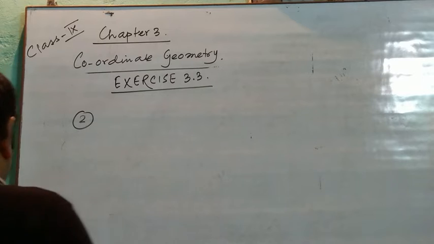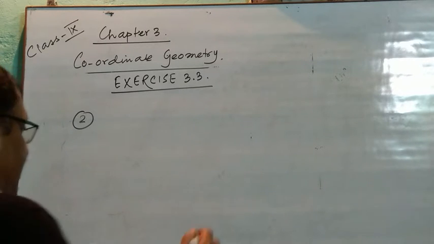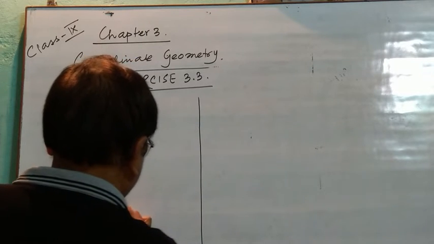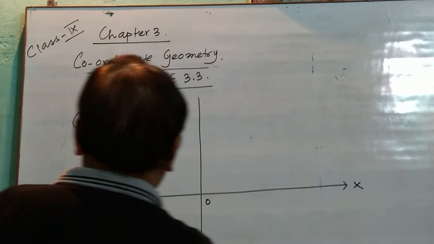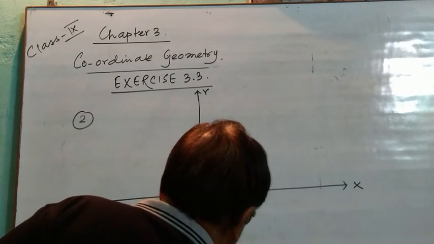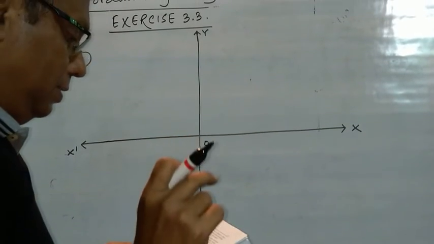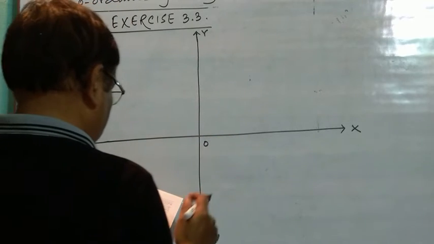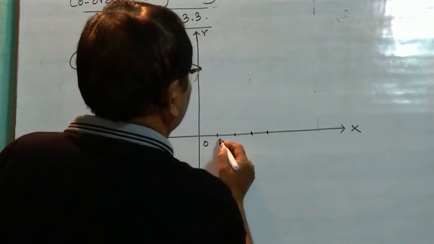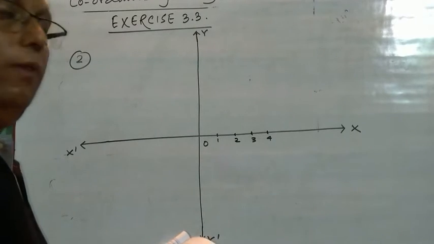Question number 2. Plot the points x, y of the following table on the plane, choosing suitable units of distance on the axis. X'OX, Y'OY. See, the thing is, suitable units in the graph. The x value goes up to 3, this is 1, this is 2, this is 3, this is 4, with equal gaps. 10 small divisions represent 1 unit along the x-axis and along the y-axis as well.